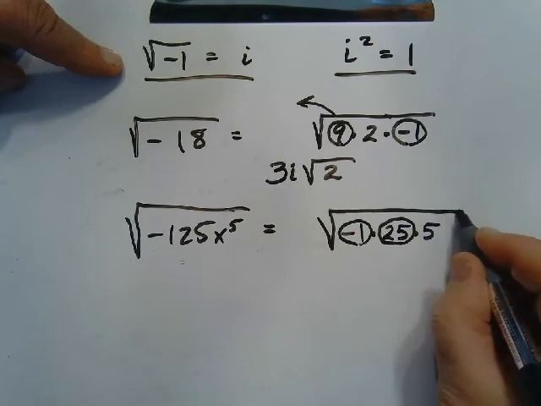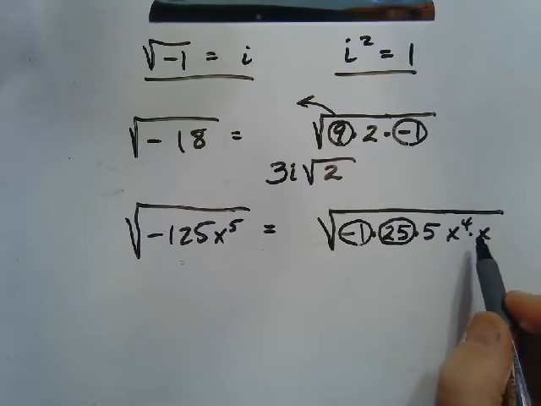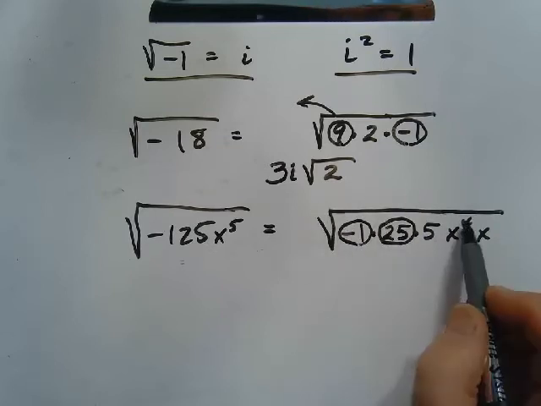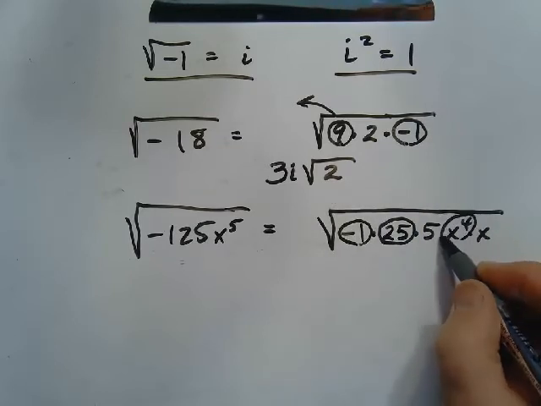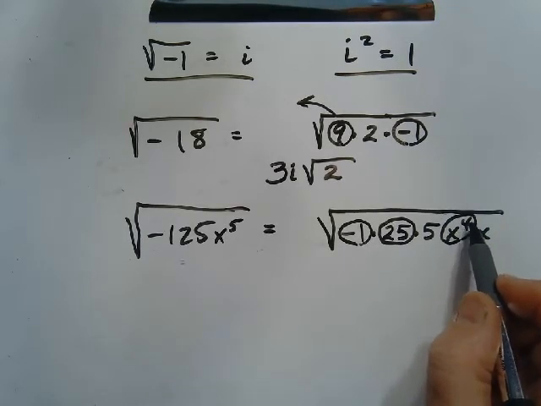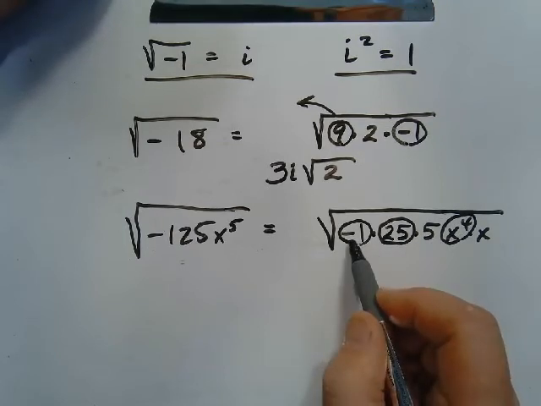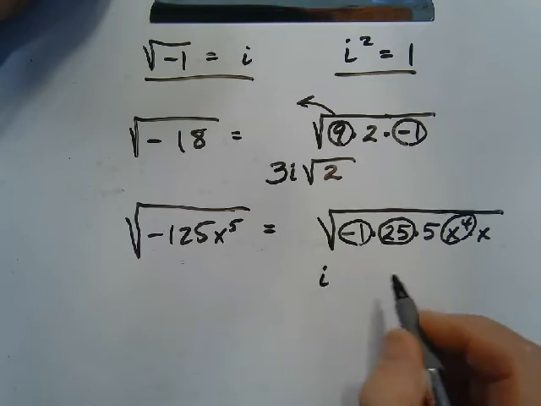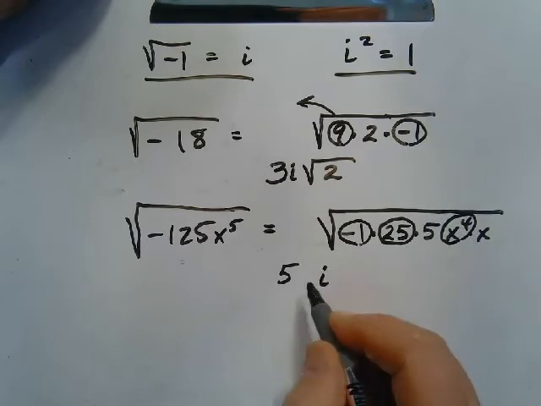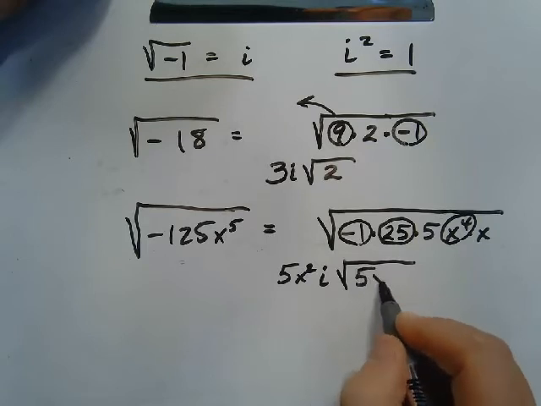And x to the 5th, well, we can break that up into x to the 4th times x. Now, why did I pick x to the 4th? Because remember, when we take the square root of things, we're going to divide those powers by 2. This is also a perfect square factor. Remember that? It's an even exponent, so I can divide it by 2. So we're going to take the square root of these three things that are circled. The square root of negative 1 is i. Square root of 25 is 5. And the square root of x to the 4th is x squared. And what doesn't come out is the 5 and the x.